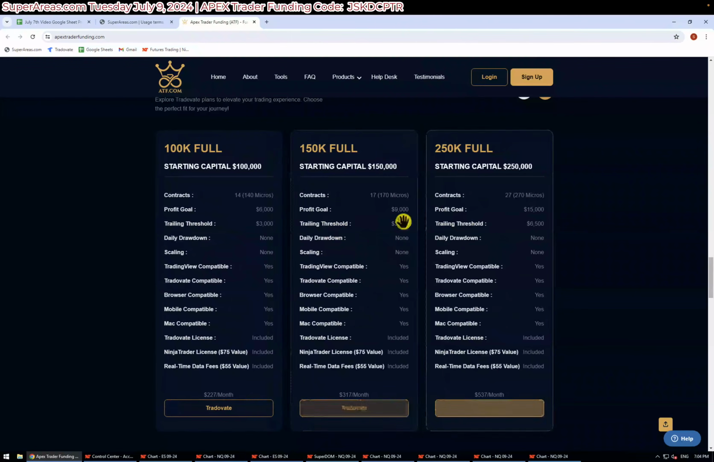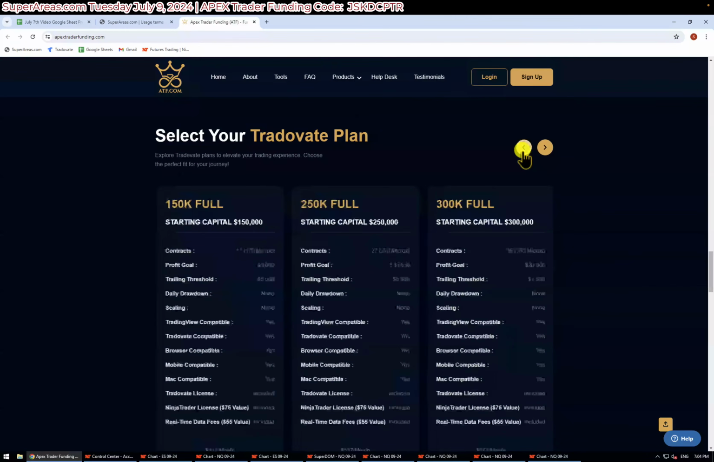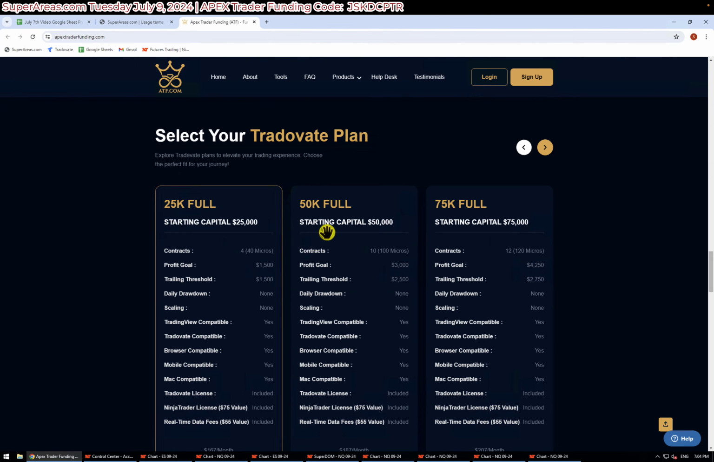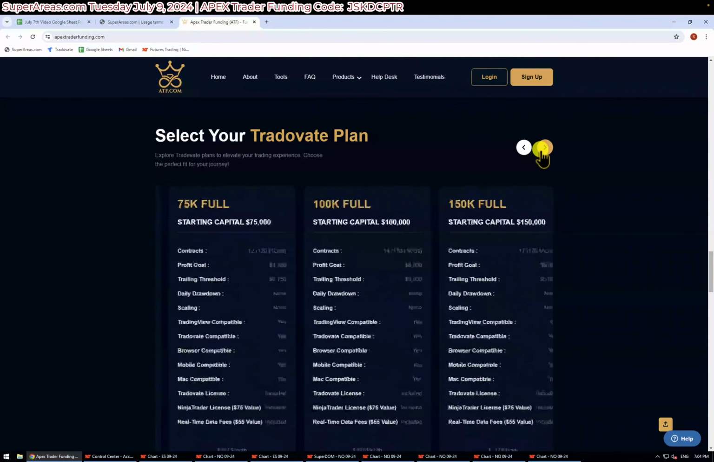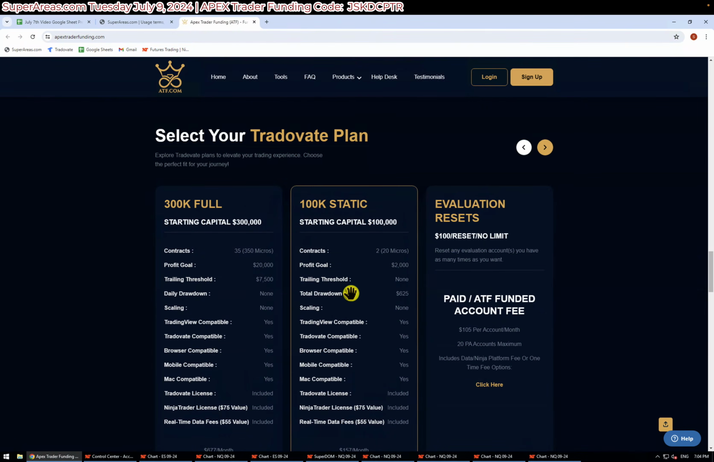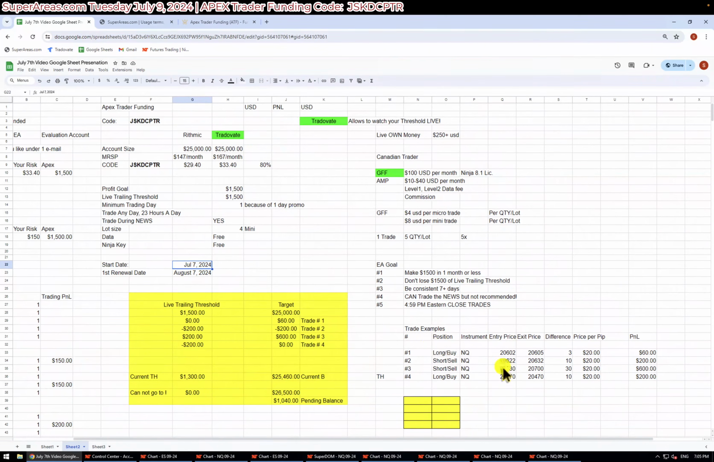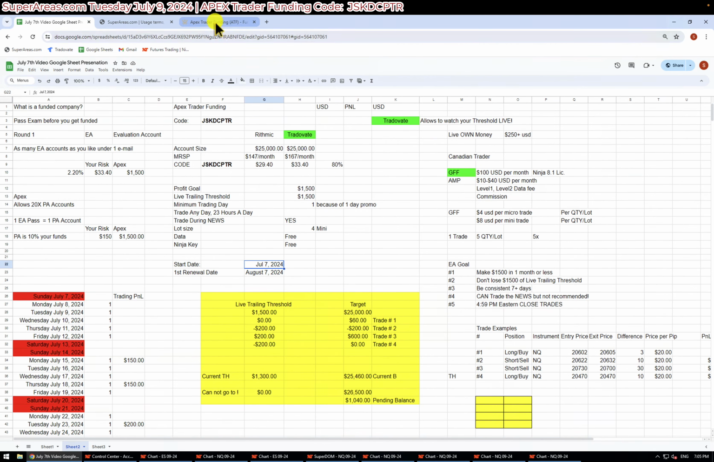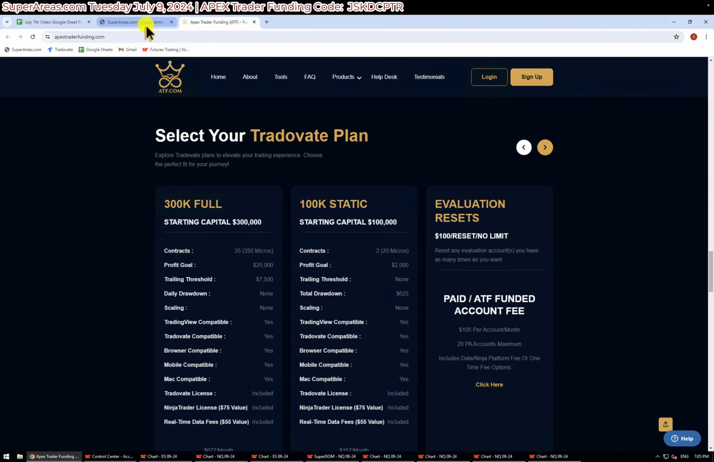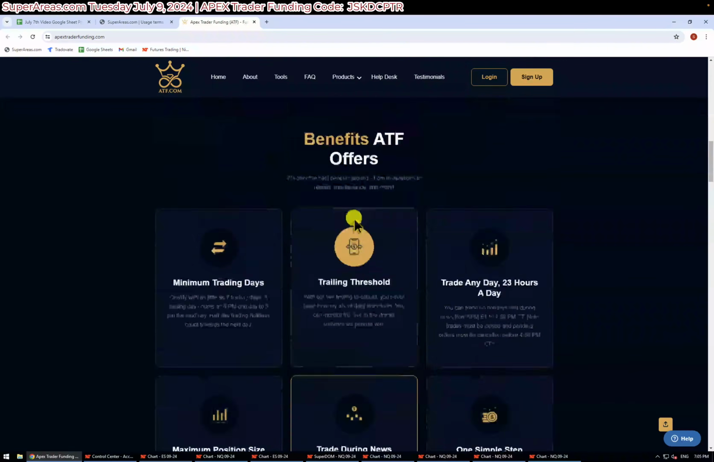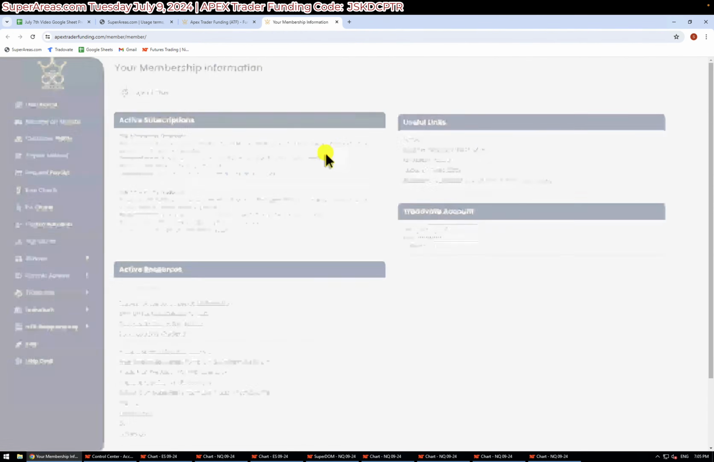They have 8 or 9 different types of accounts: 25, 50, 75, 100, 150, and they even have static accounts where there is no live trailing threshold. Some people prefer that. In the video of July the 7th, I explained how each trade could work, how the live trailing threshold works, so I'm not going to spend time in this video explaining how things work with Apex funding. So let's log in, because I have an account that we created.